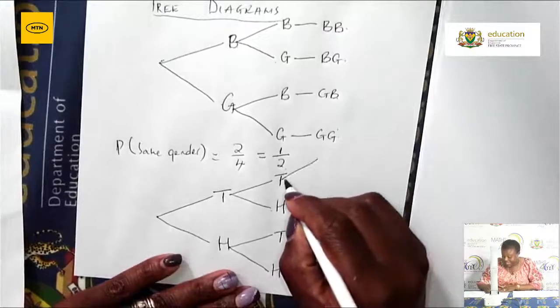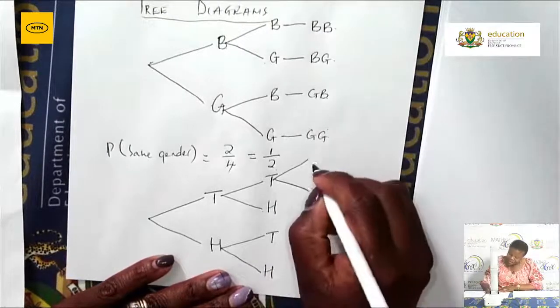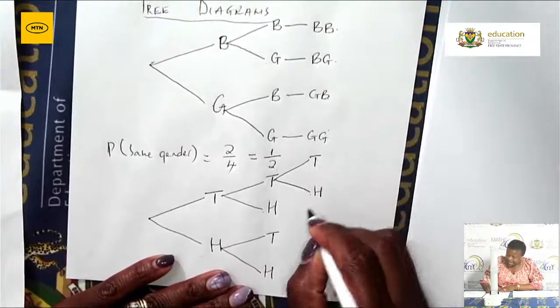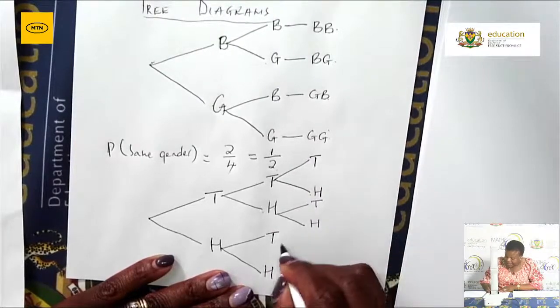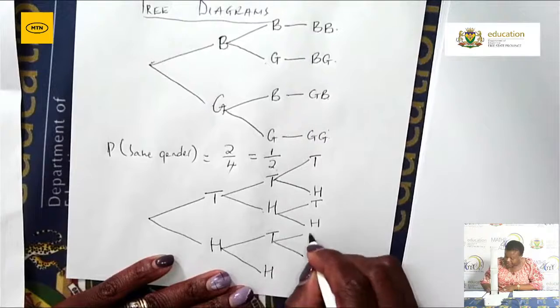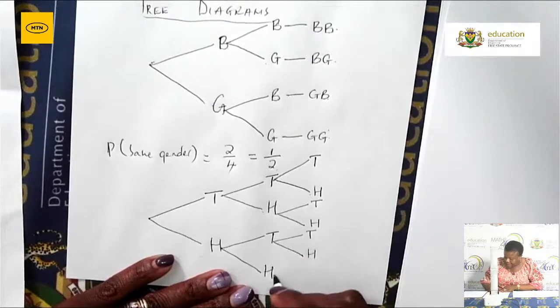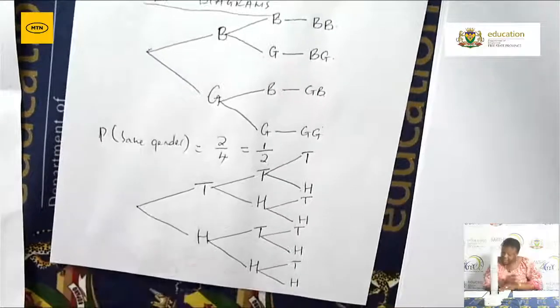Under the tail there, you toss, you get a tail and a head. On the head you toss, you get a tail and a head. On a tail you toss, you get a tail and a head. And the last one is a head, you toss again, you get a tail and a head.